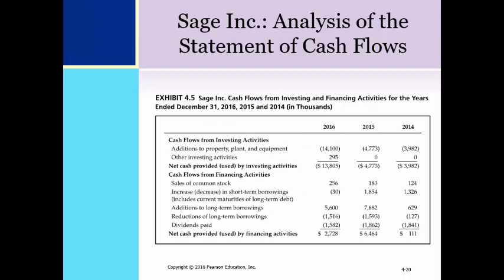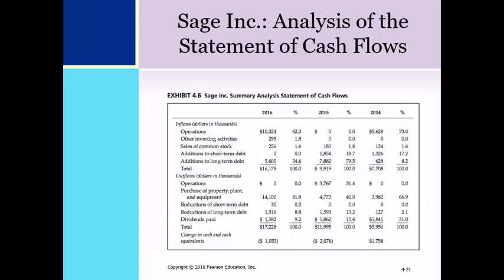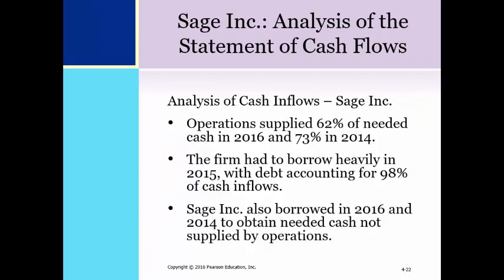This is an illustration of the summary analysis of cash flows for Sage Inc. for 2014 through 2016. The columns in the exhibit show the dollar amounts separated into inflows and outflows for the 3-year period. The columns in between show the percentages for each of the inflows and outflows based on the total inflows and outflows for each of the years.